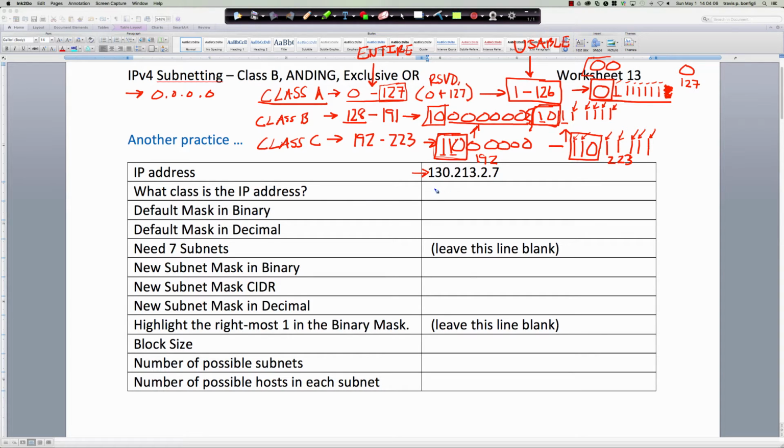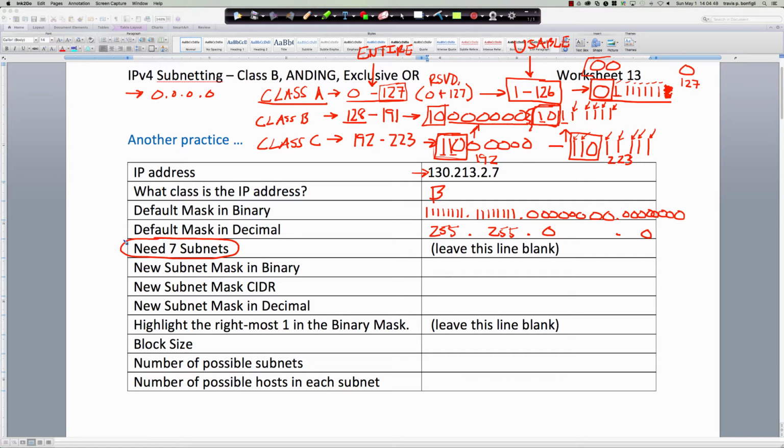So clearly the class of the address here is a class B address. The default mask in binary is a /16, so we're going to have 16 binary ones, followed by 16 zeros. Now the default mask in decimal is 255.255, because all those ones add up to 255.0.0. Now we need 7 subnets.